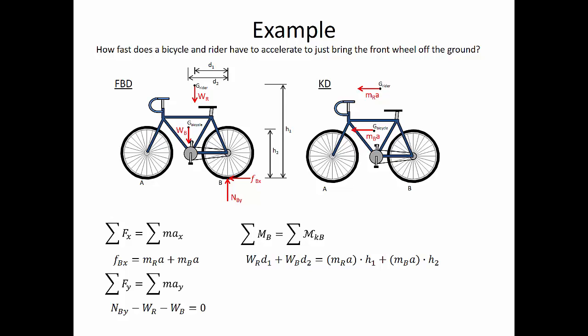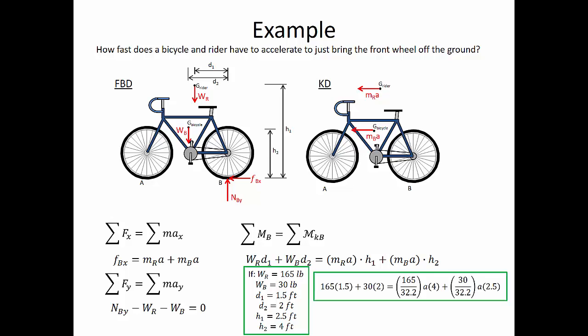Filling in what we know for our weights and our masses and our heights. If the weight of the rider is 165 pounds and the weight of the bicycle is 30 pounds, the distance d1 is 1.5 feet, the distance d2 is 2 feet, h1 equals 2.5 feet, and h2 equals 4 feet. Plugging those values into our moment equation gives us this. Then all we have is one unknown, the acceleration of the bicycle and the rider. Solving for the acceleration, we get that the acceleration is 13.5 feet per second squared.